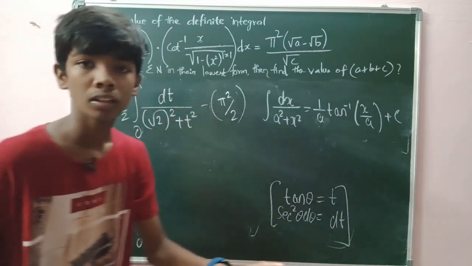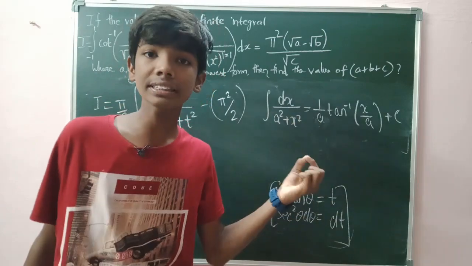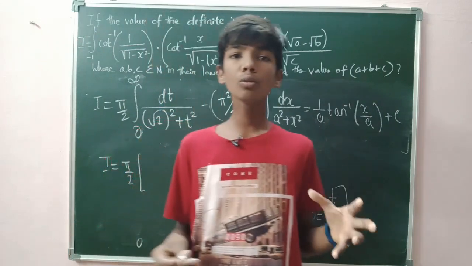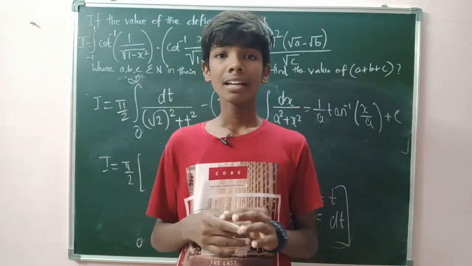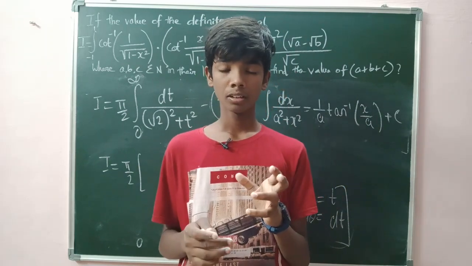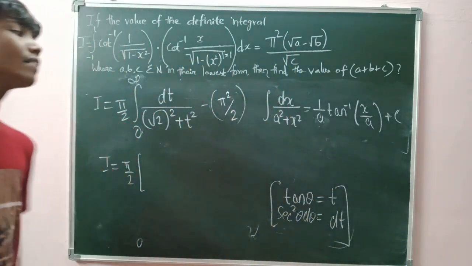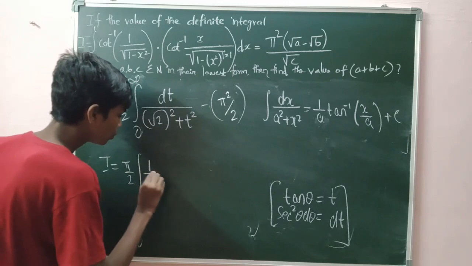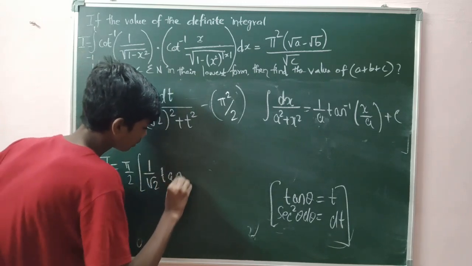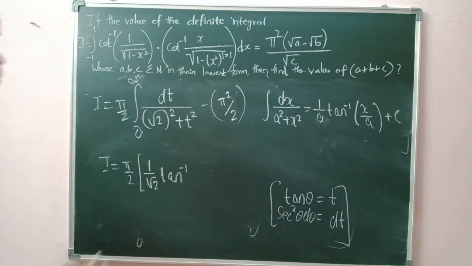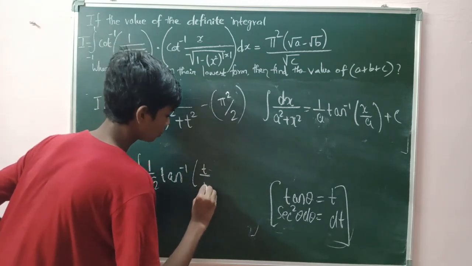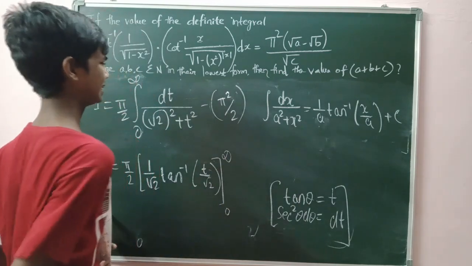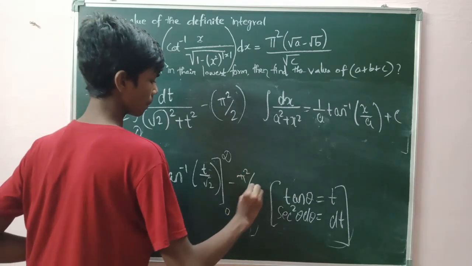Always remember, a is your constant, x is the variable. Many people make the mistake, they just interchange the formulas. Actually what they do is, they think x square minus a and a square minus x are the same. So that's why I'm saying a is a constant, x is a variable. So here the constant is root 2 and your variable is t. Therefore 1 by a will be 1 by root 2 times tan inverse of x by a. x by a will be variable by root 2, t by root 2. Then from 0 to infinity, minus of pi square by 2.